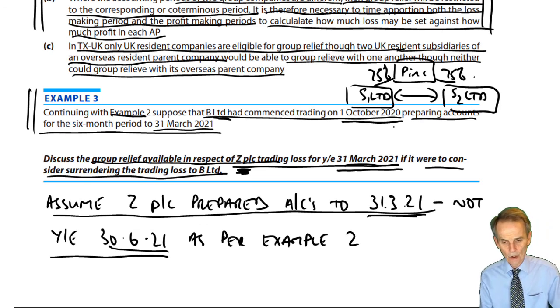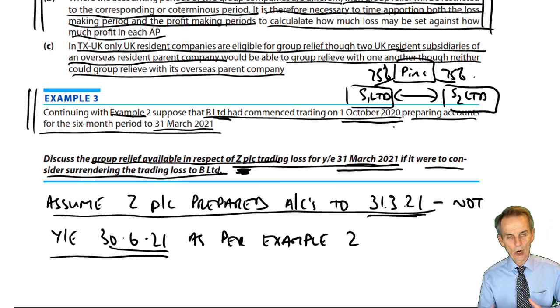And that will introduce you to the idea of corresponding periods. To be able to group relieve, we have to be matching like with like. If we've only got 6 months worth of crossover of corresponding period between the loss maker and the profit maker, then only 6 months of loss can go against 6 months worth of profit. But have a go at that. I'll talk you through it next time. But don't rush on now to that next lecture. I need you to go back and look at the important and tricky issues that we've covered over this extended session.